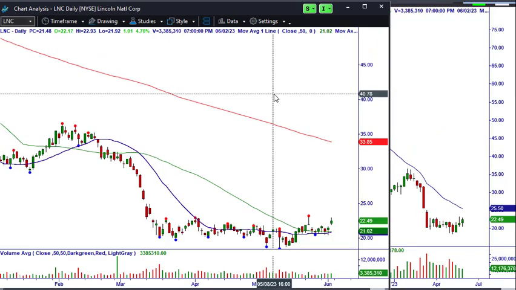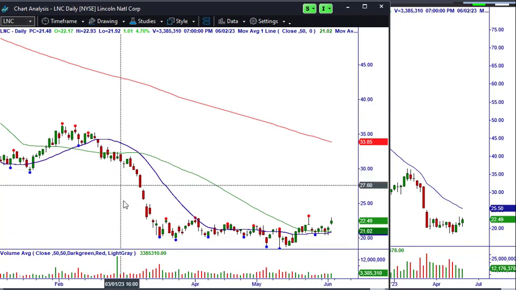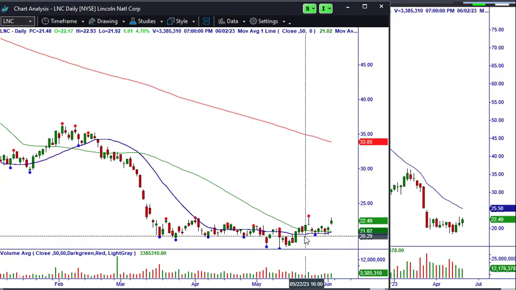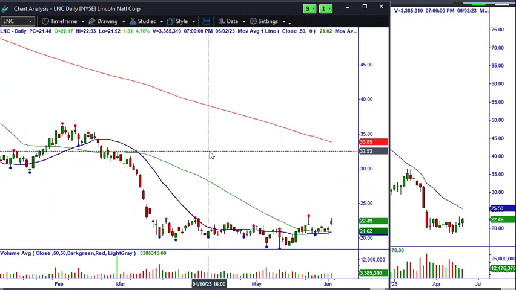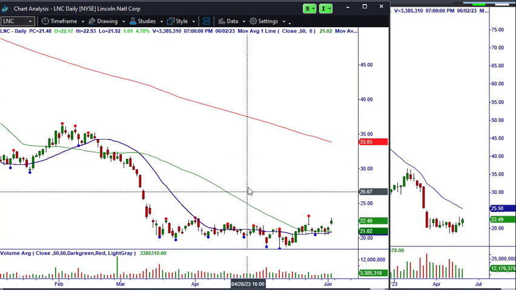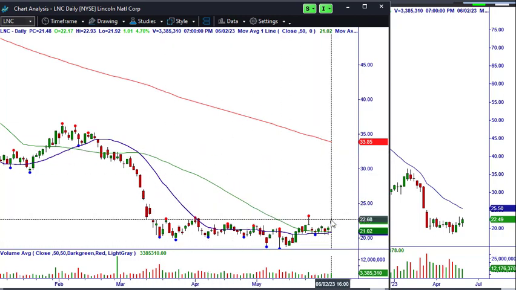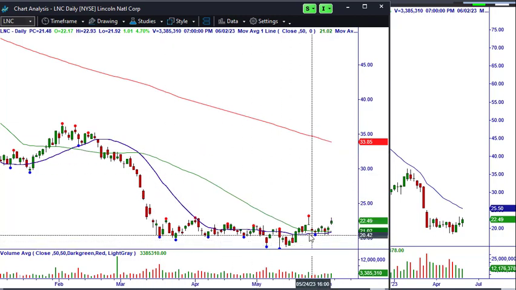LNC, this is an insurance company, part of the beaten down insurance sector. Broker dealers and the regional banks all got whacked together because of their exposure to these big depositors, which is part of their business model. So that's a beautiful bottoming pattern.